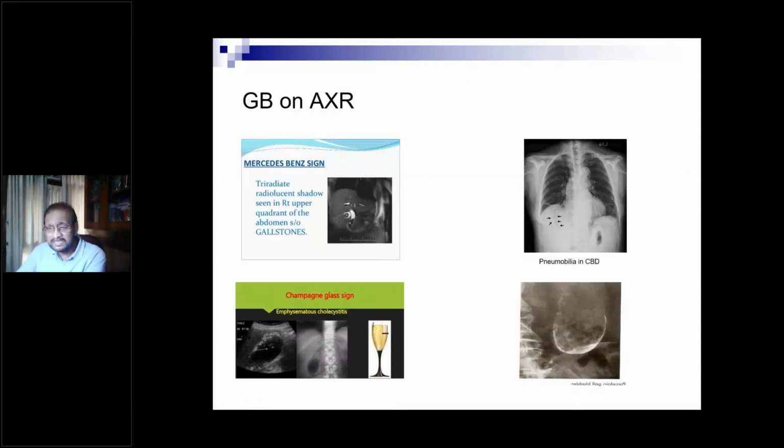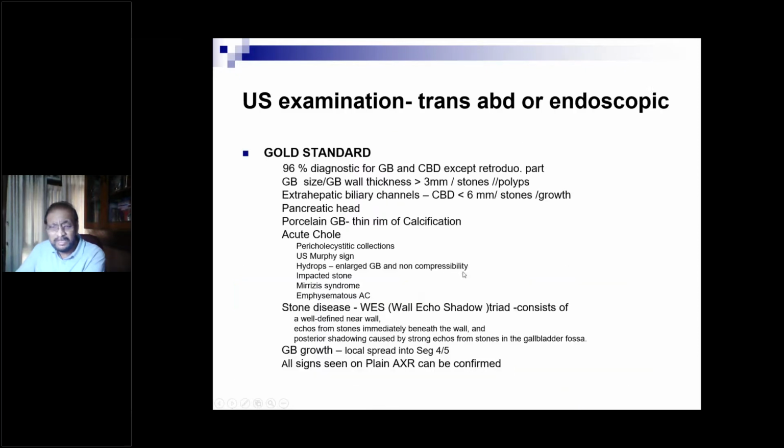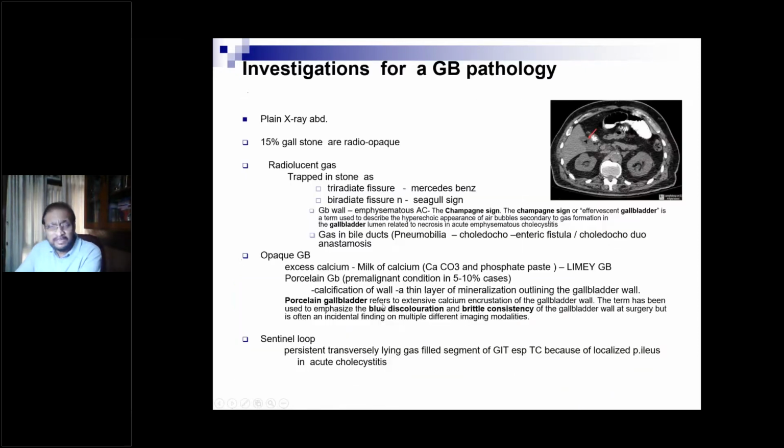Like, for example, in this case, can you see the opacity of the gallbladder? It is nothing but a porcelain gallbladder, right? So you can get opacity because of excess calcium inside the gallbladder, what is known as a paste of calcium, also known as limy bile. And what is limy bile? Limy bile is nothing but a paste of calcium carbonate and calcium phosphate. Porcelain gallbladder I just now showed you.